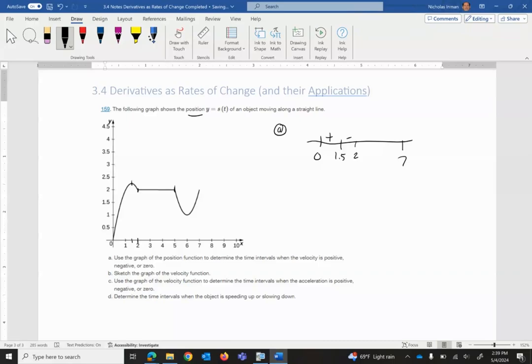From 2 to about 5, we have just a flat graph. Our position is not changing. We're not increasing, we're not decreasing. From 5 to 6, our function's decreasing. And from 6 to 7, our function's increasing. Okay, so this is called a sign chart. So we are increasing, so our velocity is positive.